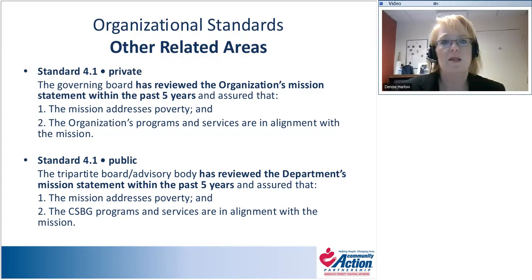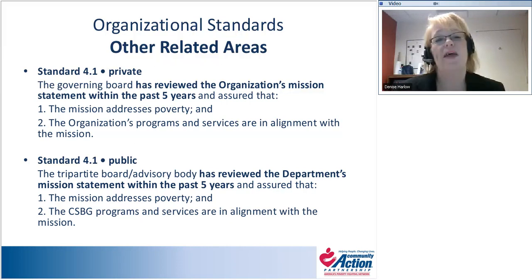4.1, I highlighted here a few other standards that will play out or will touch on the other organizational standards, but touch on strategic planning. First of all, 4.1, the board has reviewed the organization's mission statement within the last 5 years. You'll see that that timeline aligns with the strategic planning window.